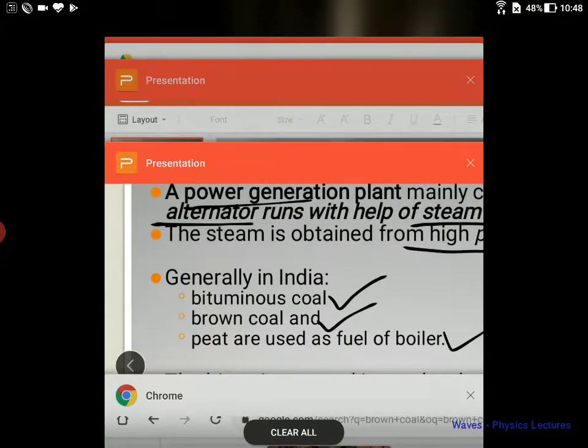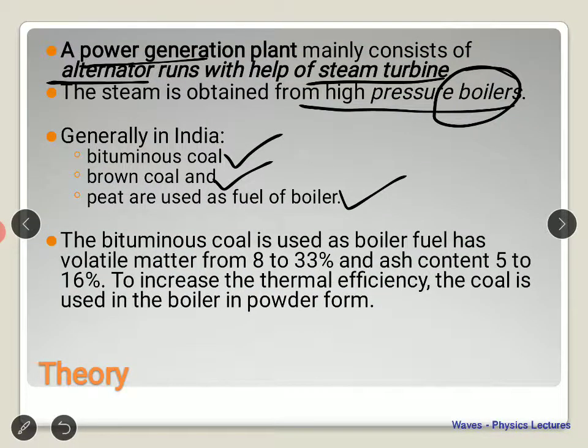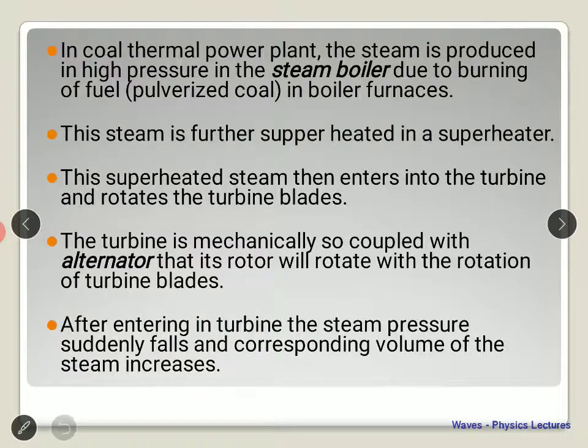Okay, so then what we do is we use these three materials to generate heat, mostly used in India, and bituminous coal is the most efficient one. Now the bituminous coal is used in powder form in the boiler, because the volatile matter is around 8 to 33%, and the ash content is around 5 to 6% for that. So if we use the powder form, we can use the volatile part mostly, and we can actually have a better efficiency of the material.